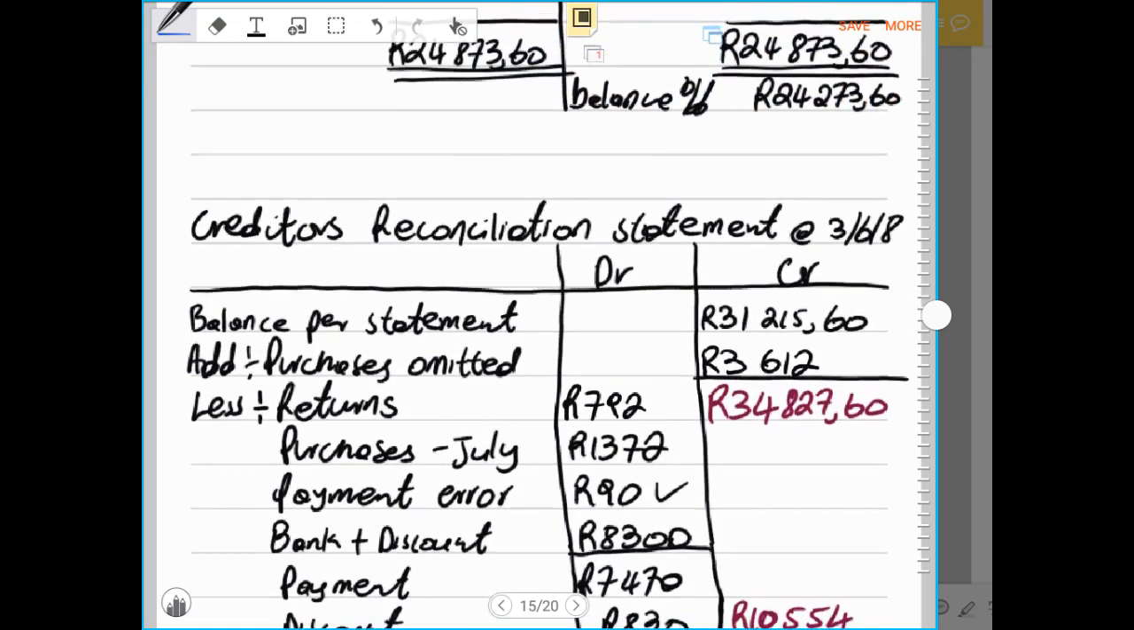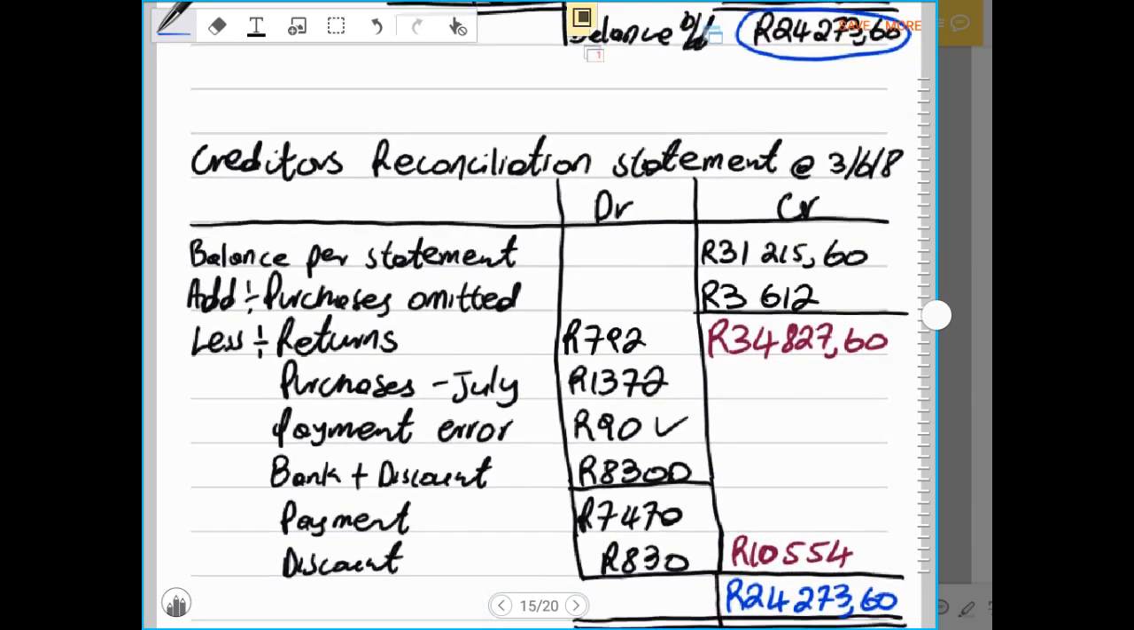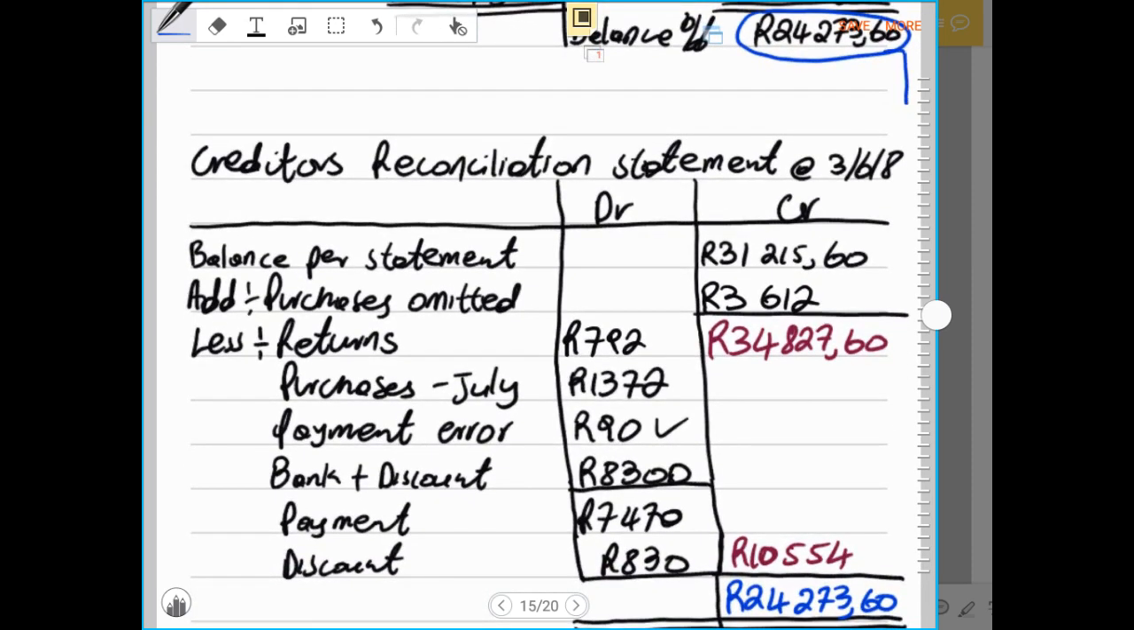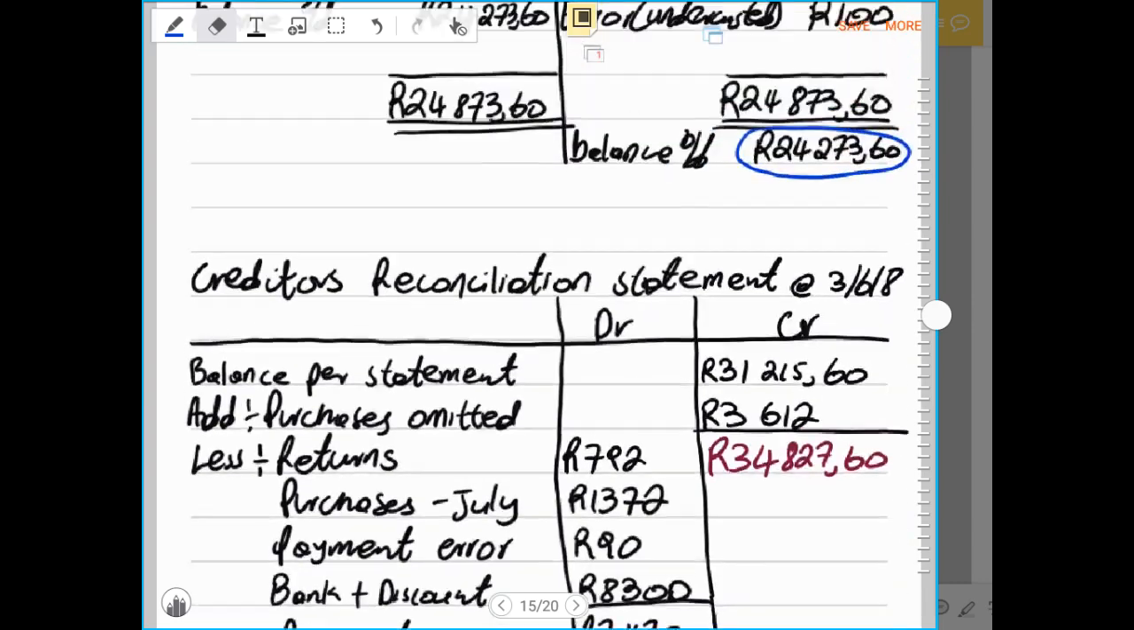Does this align with the ledger account? Yes, 24,273.60. And if that is the case, then you should be very excited at all times, knowing that at least you balanced your ledger with your creditors reconciliation.